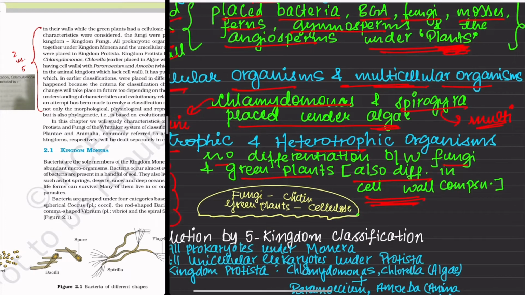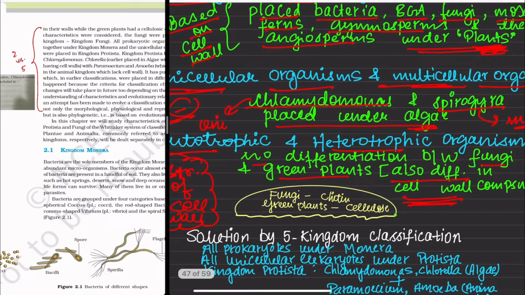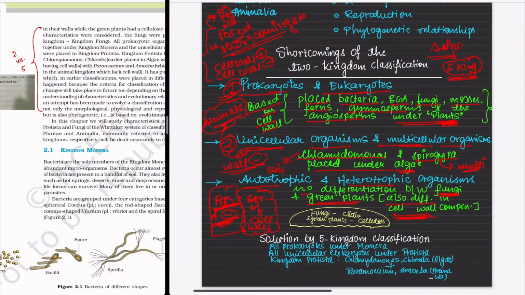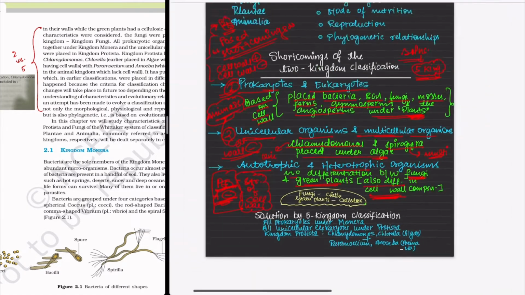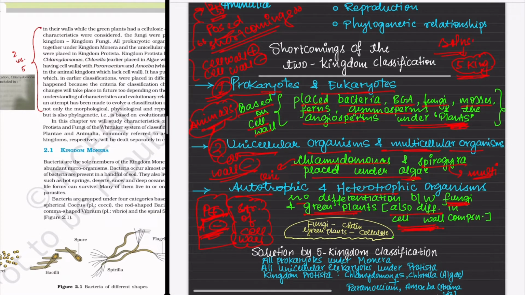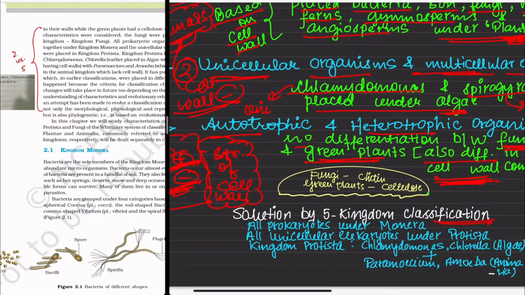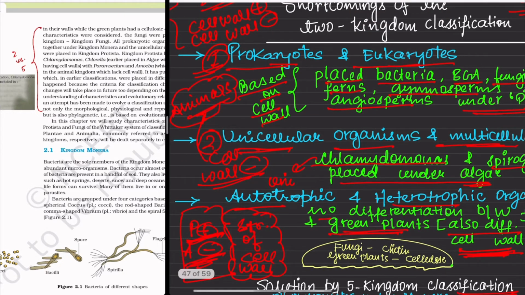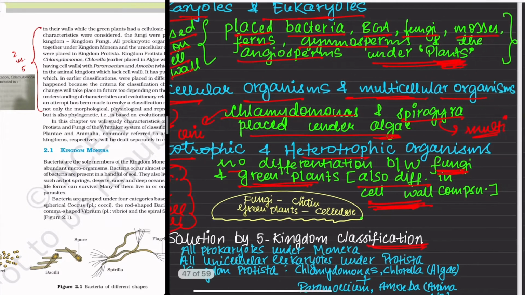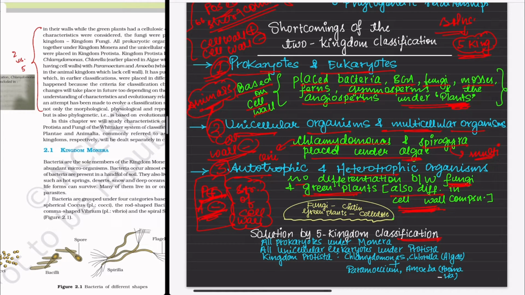Also different in cell wall composition. Fungi have cell wall composed of chitin, and green plants have cell wall composed of cellulose. And he put both under plants because both contain cell wall. Fungi, chitin, and green plants, cellulose. Now the solution proposed by the five kingdom system of classification: these are the three shortcomings, prokaryotes and eukaryotes, unicellular and multicellular organisms, and autotrophic and heterotrophic organisms. So the solution by the five kingdom system is that all prokaryotes now are placed under Monera.